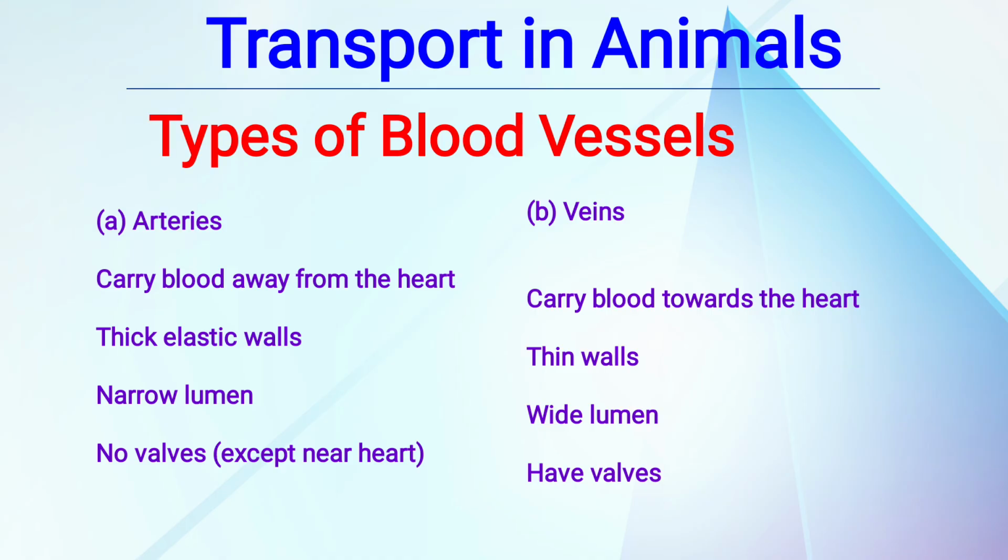And then the veins. Veins carry blood towards the heart. Veins have thin walls. Arteries have thick walls, while veins have thin walls. Veins have a wide lumen, and veins have valves.